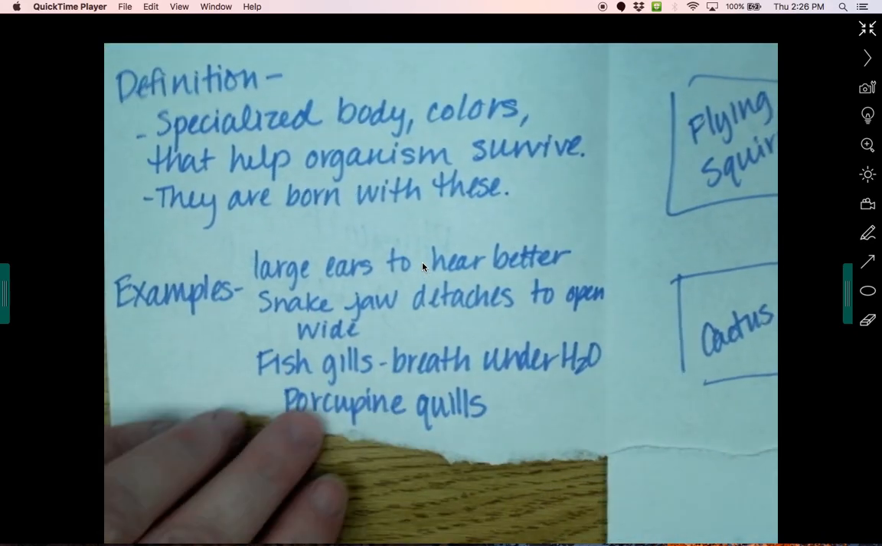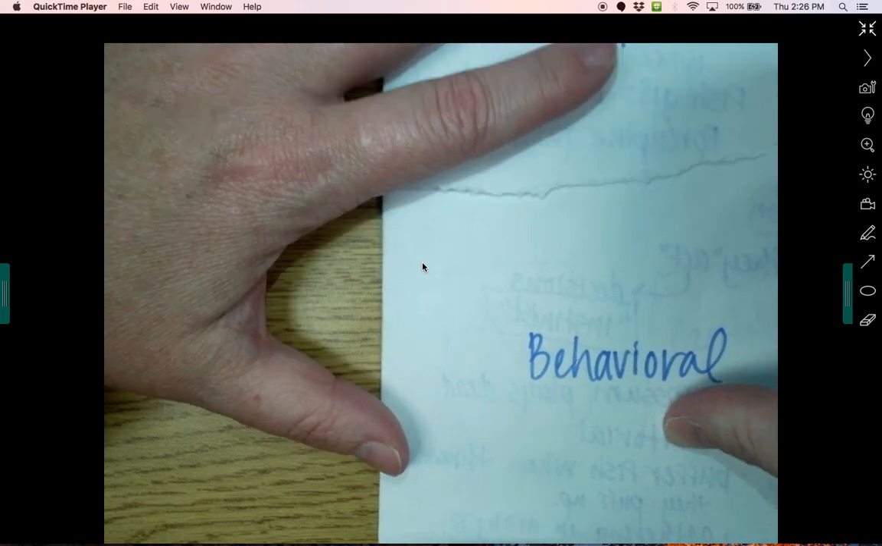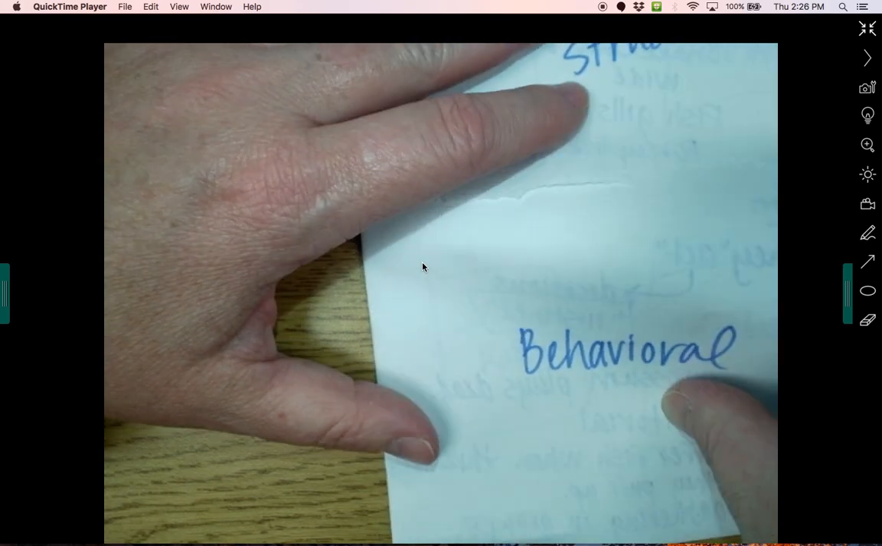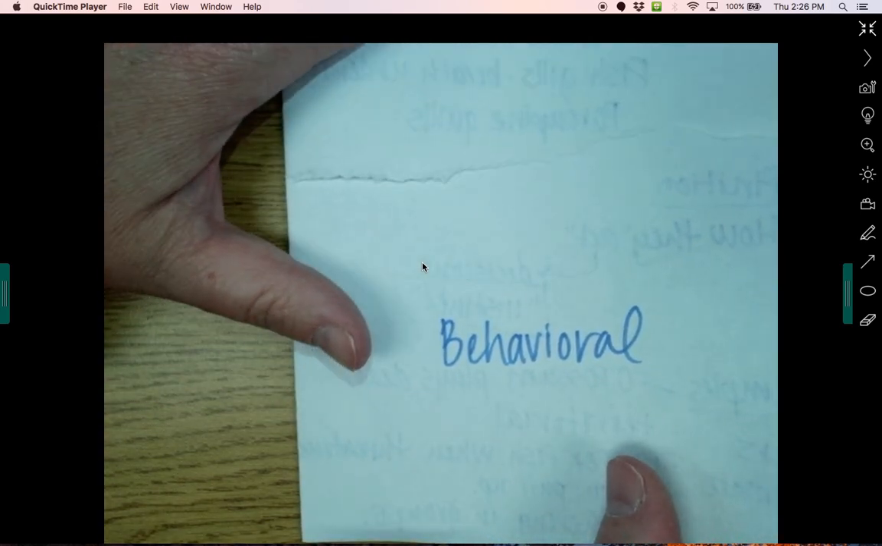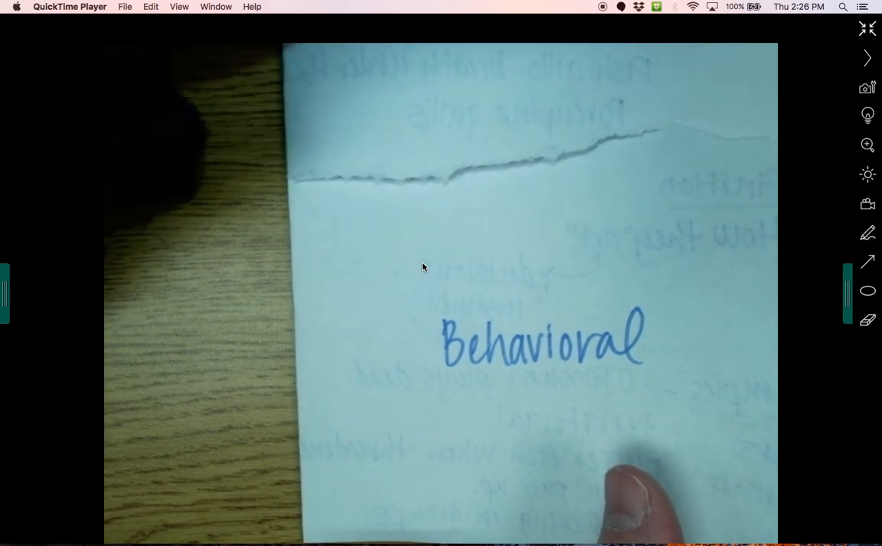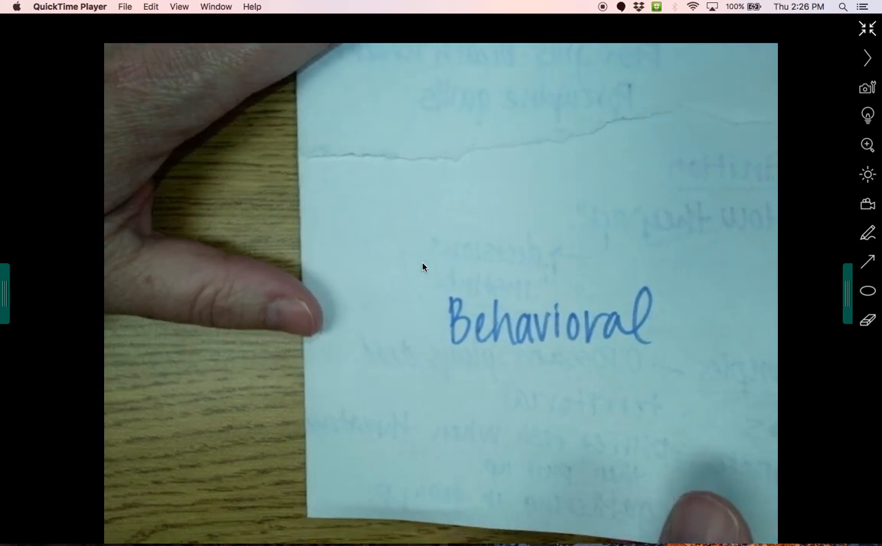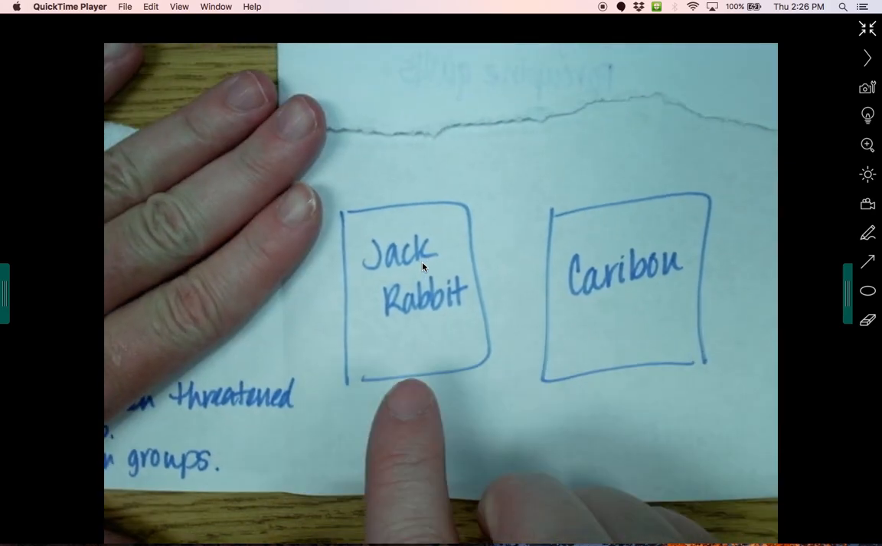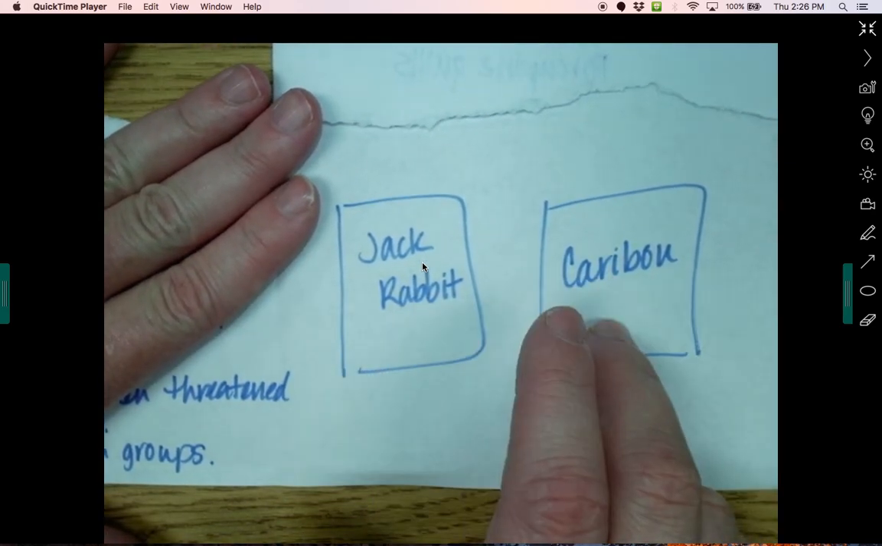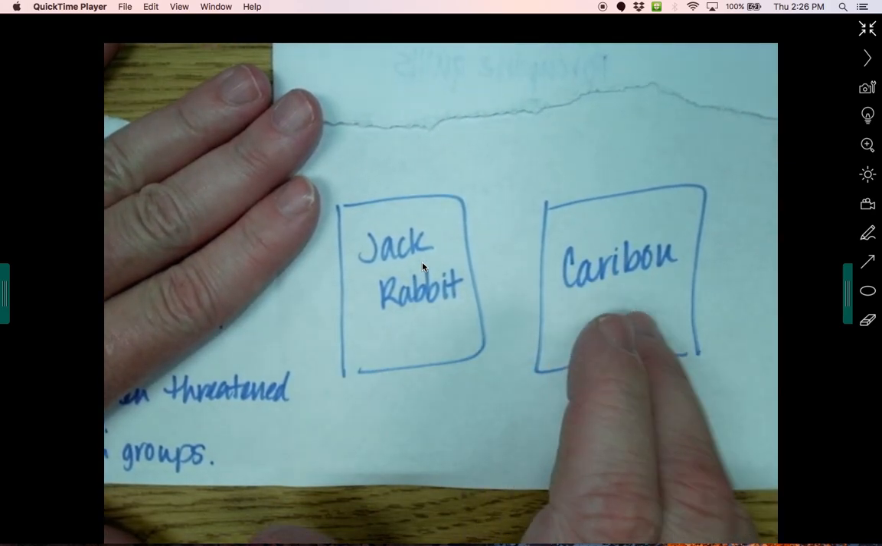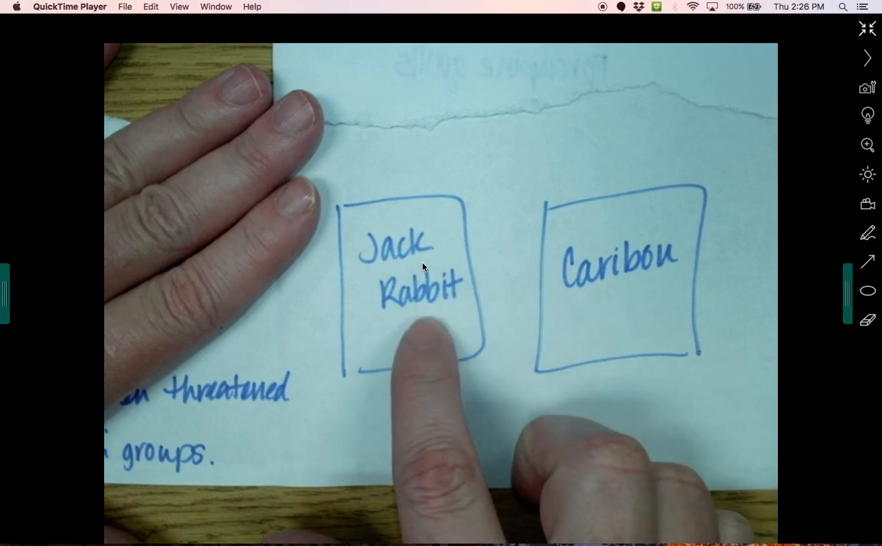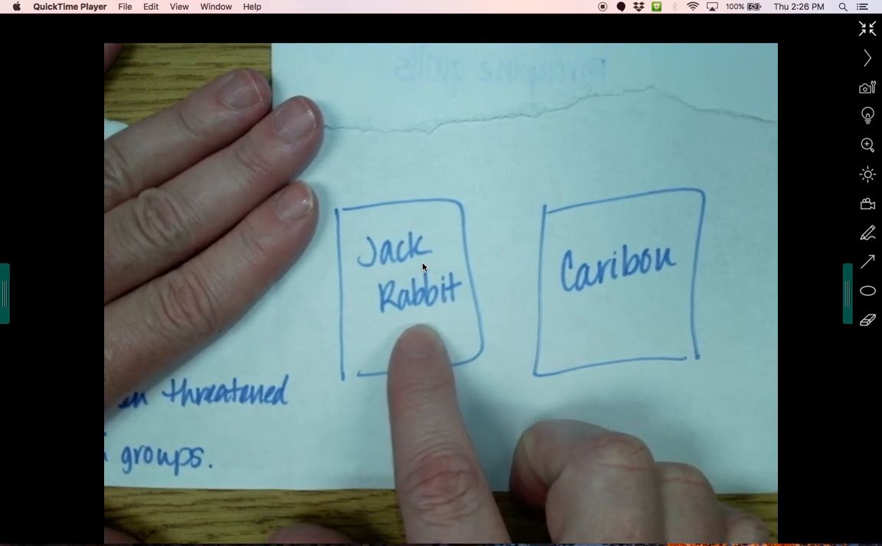Okay. So moving on to the behavioral tab. Inside on the behavioral one, we have the jackrabbit and the caribou. The caribou was migrating, and the jackrabbit did not move much to conserve energy. It didn't move when it was super hot outside.